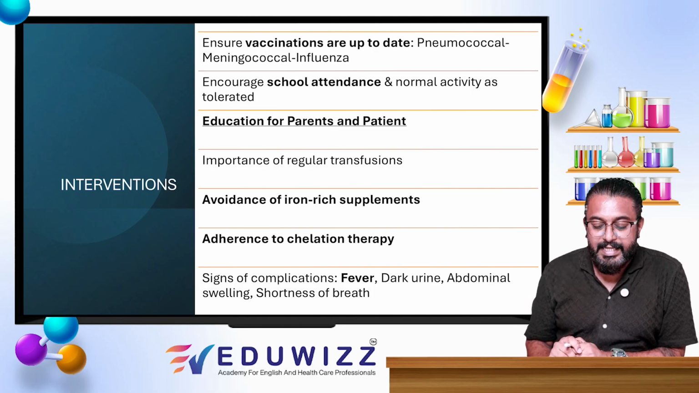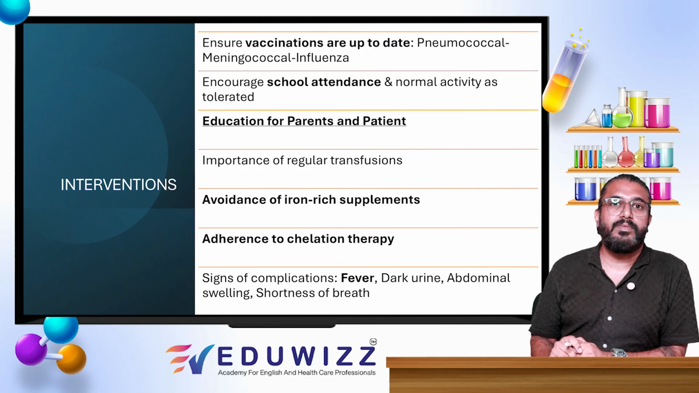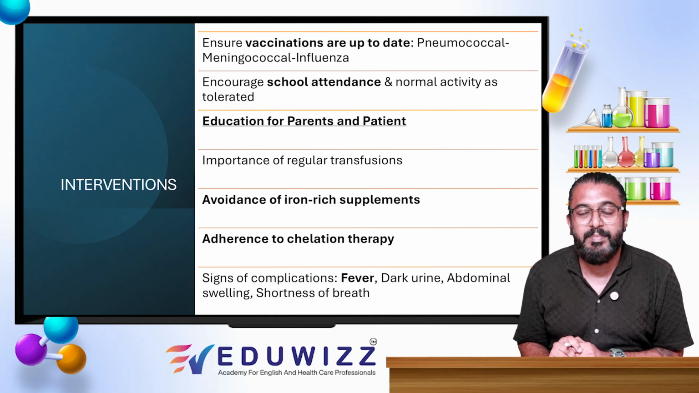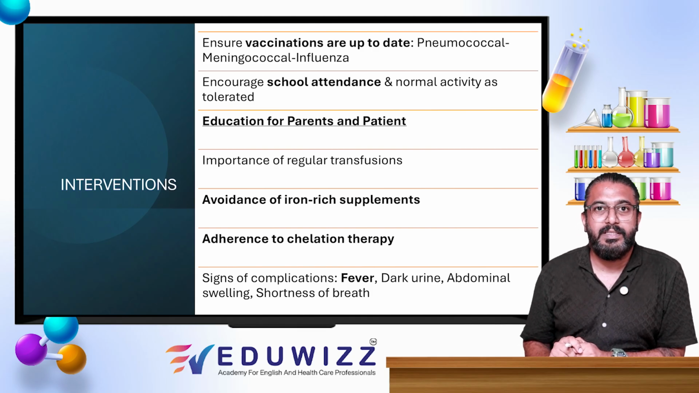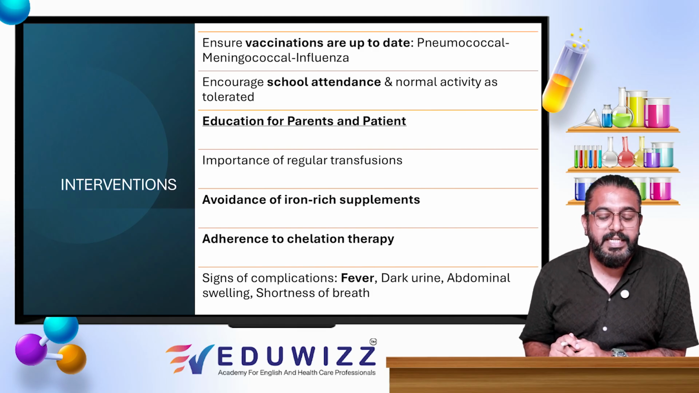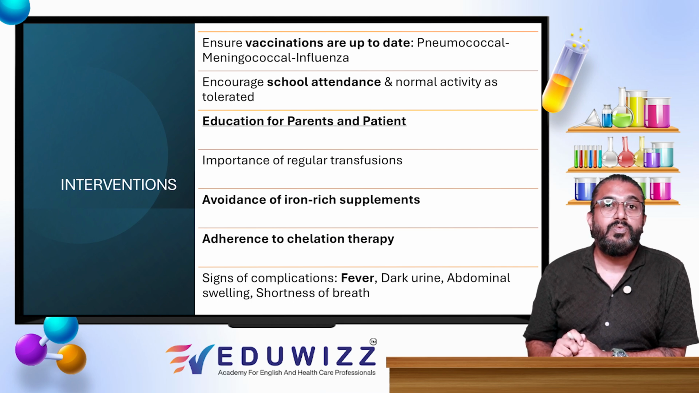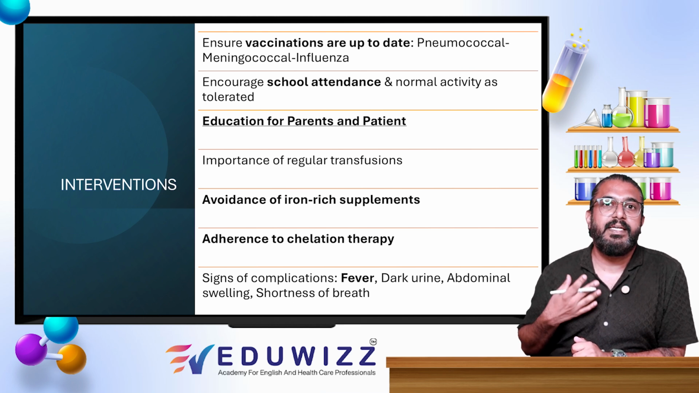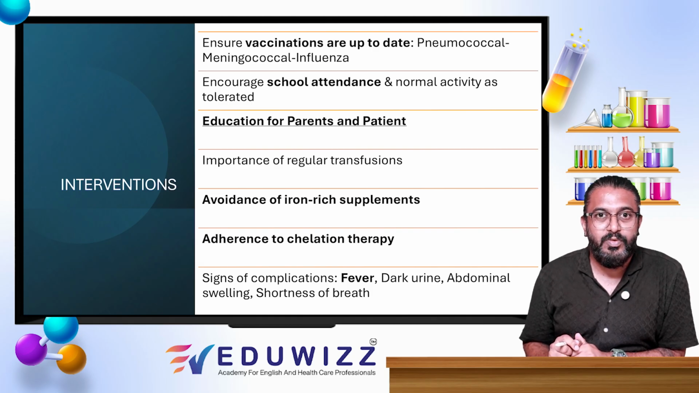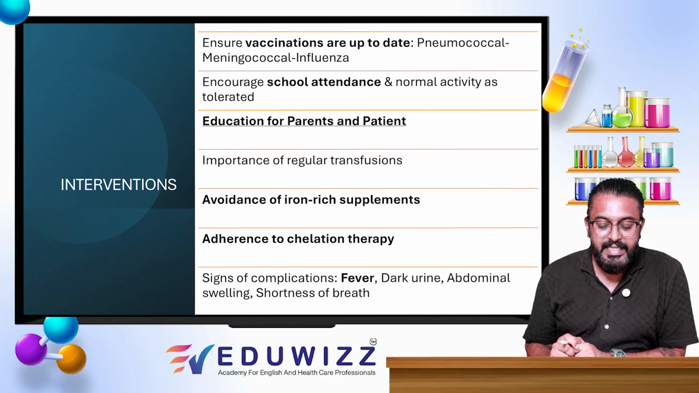Encourage school attendance and normal activity as tolerated. The child might be having weakness and hypoxia, but depending on the age, we should encourage school activity, school attendance, and normal activity as tolerated. It is for the emotional development and emotional support of the child.